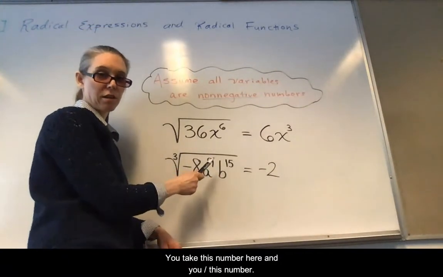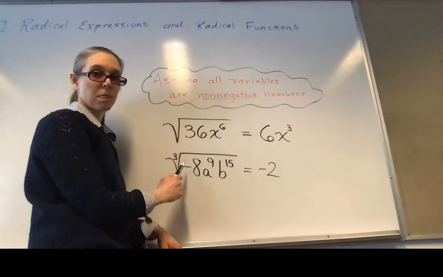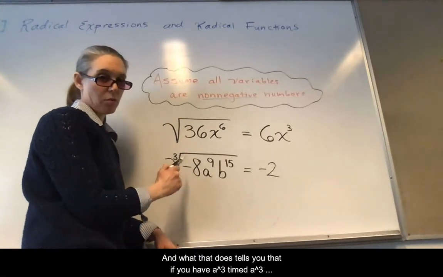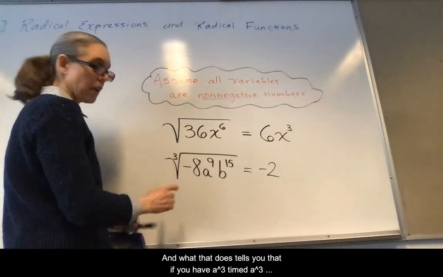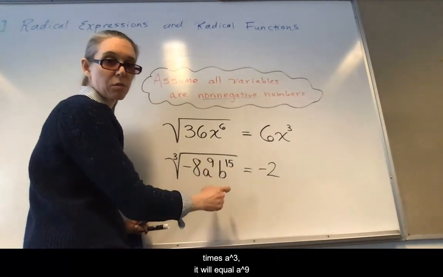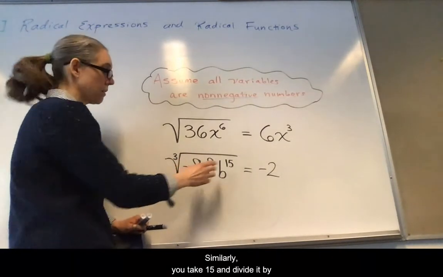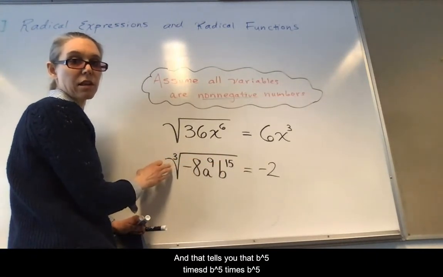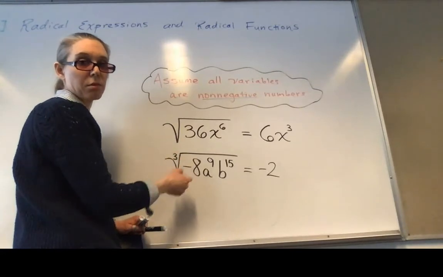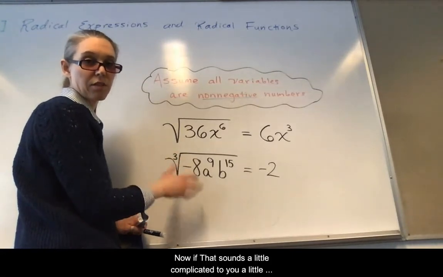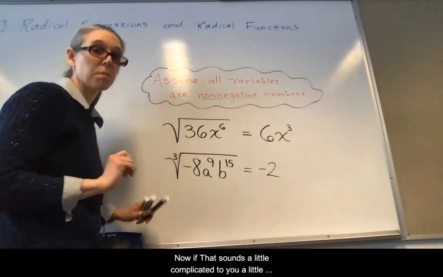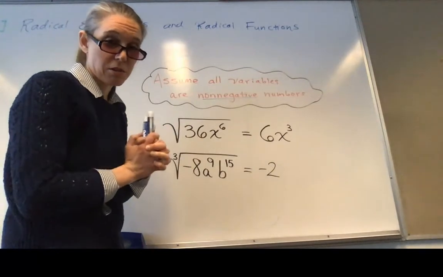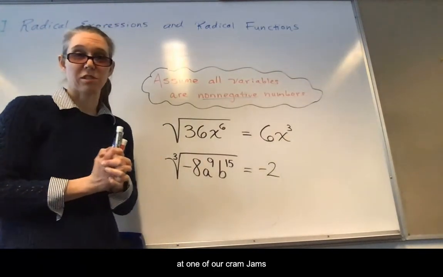You take this number here, 9, and you divide it by this number, 3, and you end up with 3. And what that does is it tells you that if you have a cubed times a cubed times a cubed, it will equal a to the 9th. Similarly, you can take 15 and divide it by 3, and you get 5. And that tells you that b to the 5th times b to the 5th times b to the 5th is b to the 15th. Now, if that sounds a little complicated or stressful, this is a little story analogy that Dr. Rachel Graham told me at one of our cram jams, and she said it this way.